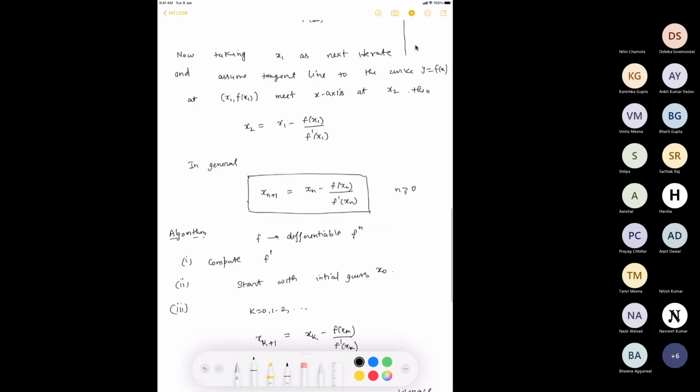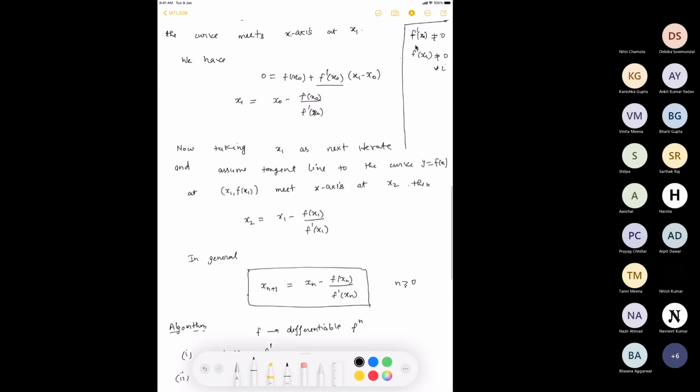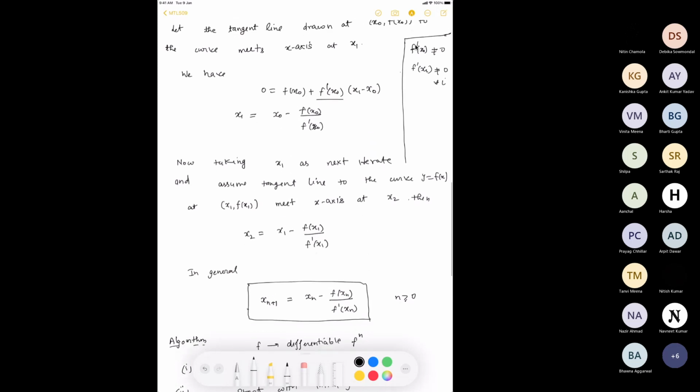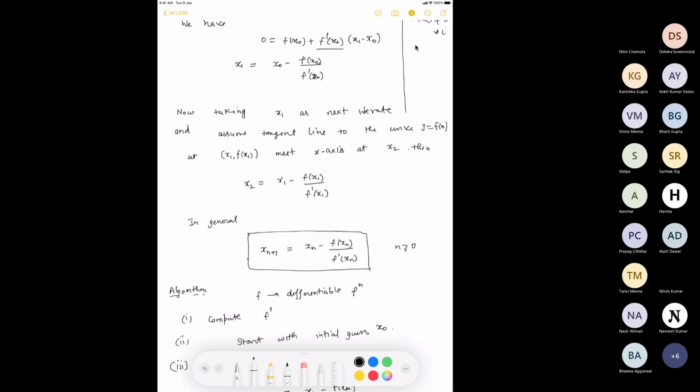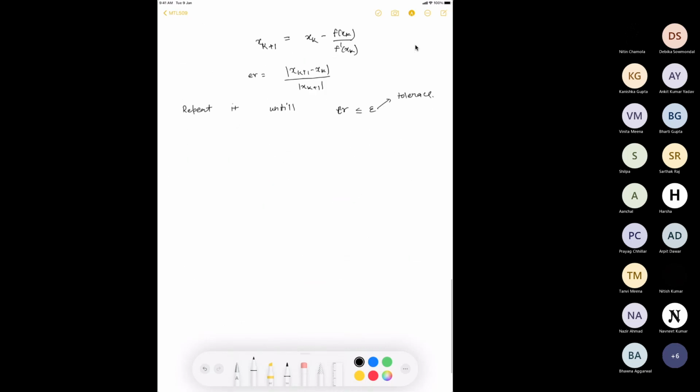And one more difference you can spot from the bisection method: in the bisection method, we needed to bracket the root. That is, we were starting with two initial guesses, A and B, basically an interval. But here we start with just one initial guess, x naught, and that generates the algorithm. Now let's take one example and see how this algorithm really works.